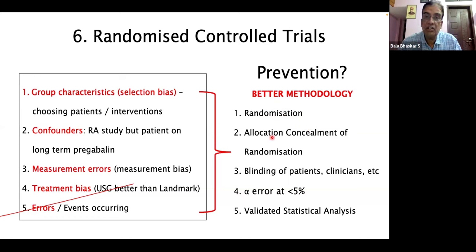And we also try to conceal the allocation of randomization. Even if I am the anesthesiologist, I will not know till the final point of actual implementation which type of management I am going to do for the patient. And all of you know, we also try to blind the patients, the clinicians, even the post-operative management. There is also what is known as an alpha error, where we speak about false positives. And we also talk about the validated statistical analysis. So this is only available for randomized controlled trials as compared to the observational trials.